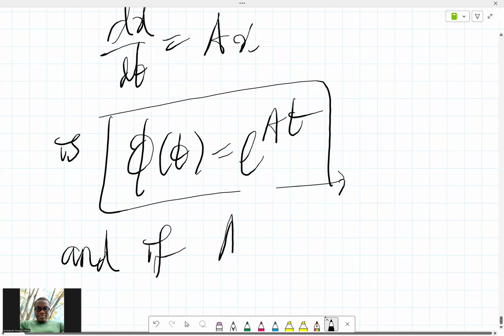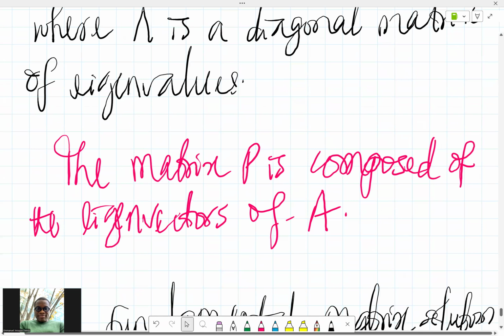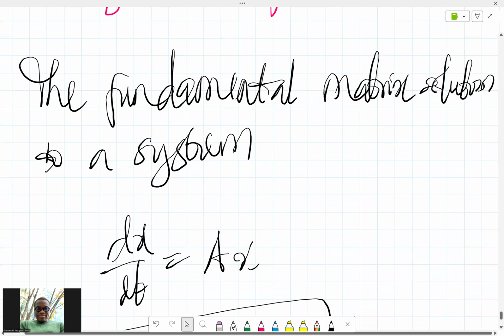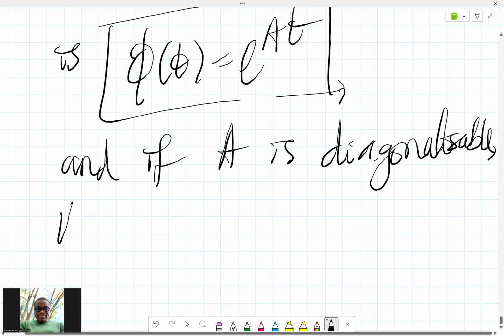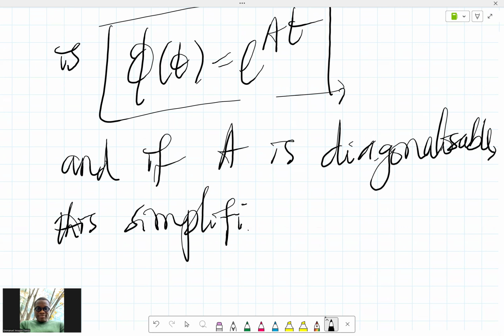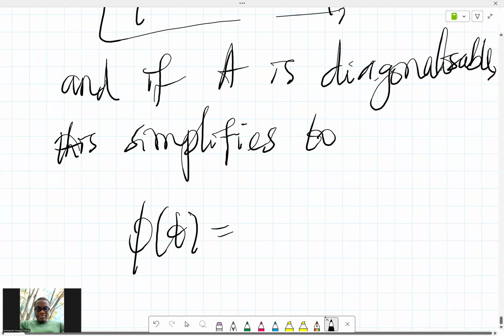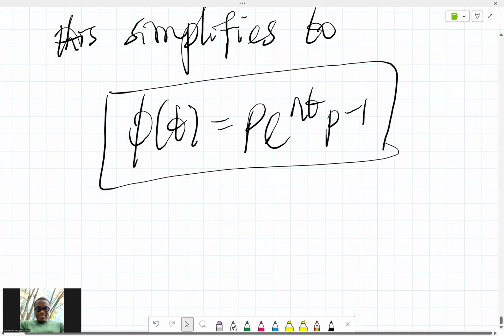And if A is diagonalizable, I mean, we've given the condition for something being diagonalizable. So this is the condition that it can be diagonalized. And if A is diagonalizable, this simplifies to phi of t equals P e raised to alpha t P inverse, that we've seen before. So that's the fundamental matrix thing.